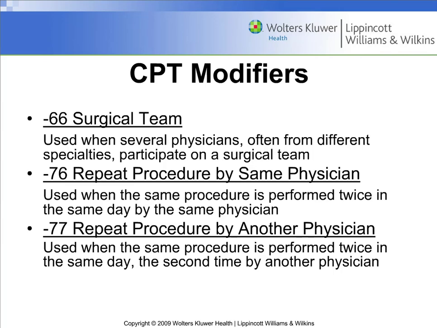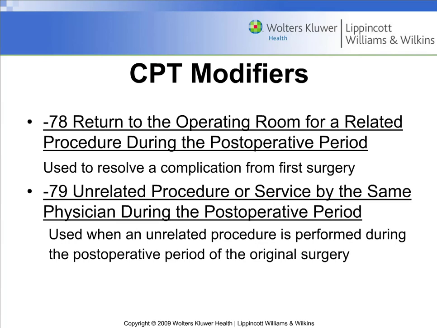Modifier 77 is a repeat procedure by another physician, where it's used when the same procedure is performed twice in the same day. The second time was done by another physician. Modifier 78 is returned to the operating room for a related procedure during the post-op period. You want to use this modifier to resolve a complication from the first surgery.